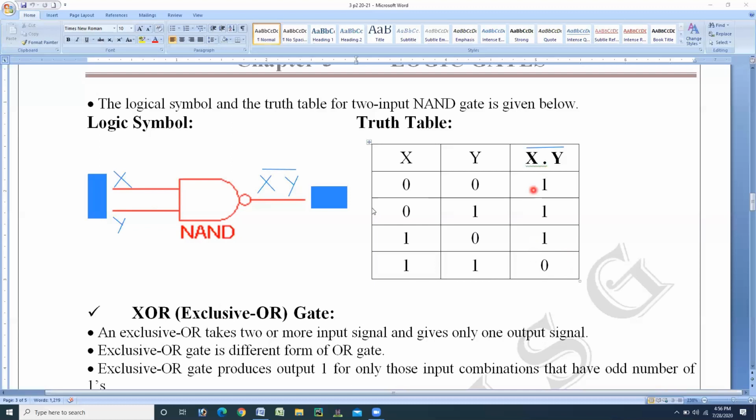So by seeing this, you can say that when all the inputs are high or 1, then the output is low or 0. Otherwise, 1. Is it clear? The impact statement we are getting: when all the inputs of NAND gates are 1, then the output is 0. Otherwise, 1. So this is about the NAND gate.